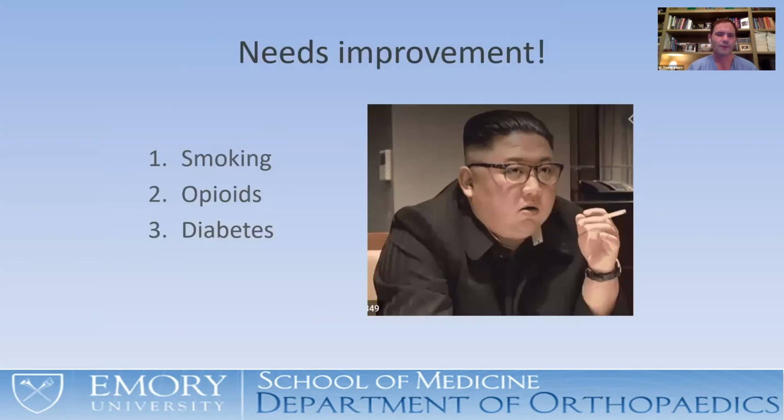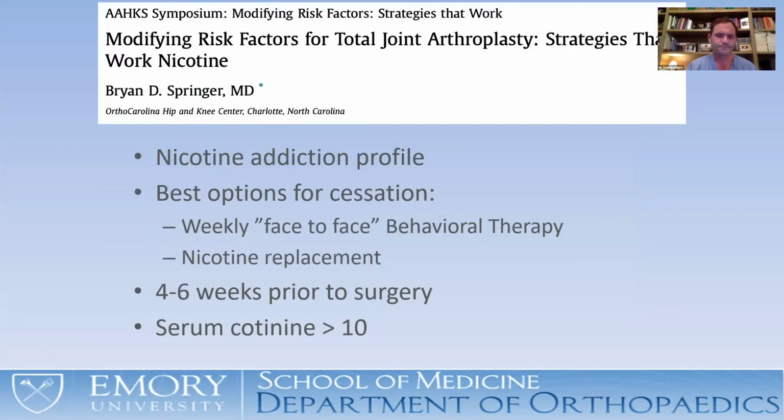So in 8 minutes, it's impossible to address all those issues. So I figured we'd identify 3 that we commonly see and talk about those for a minute in terms of making these specific modifiable risks less of a problem: specifically smoking, preoperative opioid use, and diabetes.